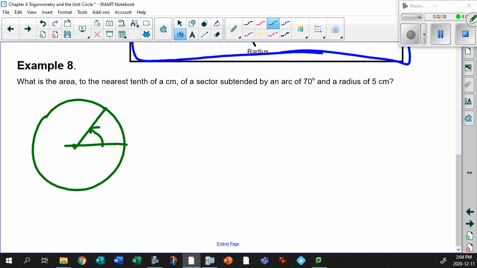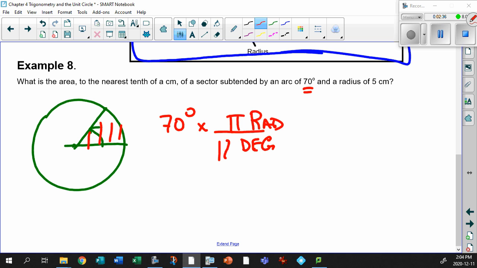So what I want to do is find this sector area. First things first, 70 degrees is not in radians, so I got to change it. 70 degrees, convert it. Degrees on the bottom, radians on the top, a little dimensional analysis: pi radians over 180 degrees. The degrees cancel, and the 0 and 0 cancel. I have 7 pi over 18 radians. Right?